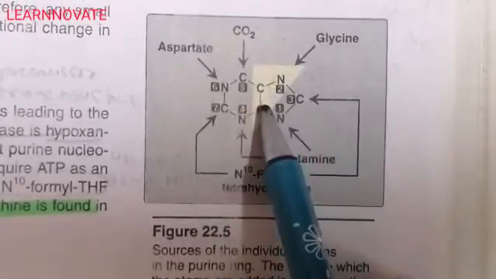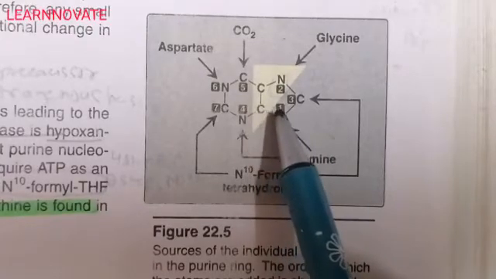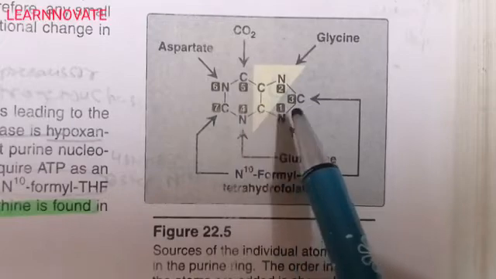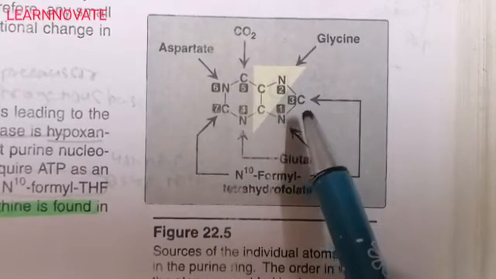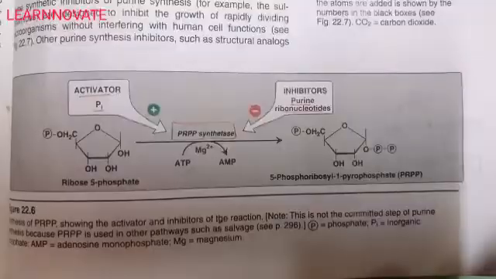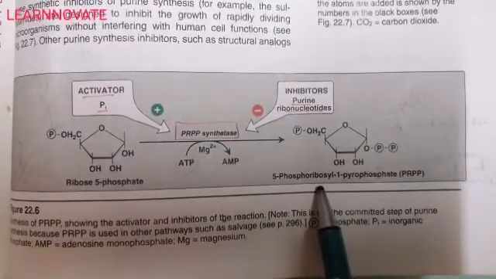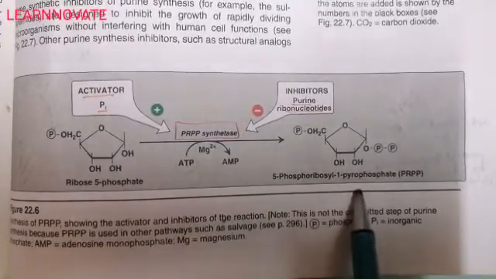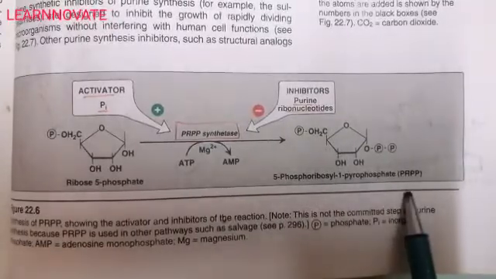So this purine ring is going to be synthesized into different compounds, that is inosine monophosphate and adenine monophosphate, which are required for the major functions of the body. The first step of purine synthesis is the conversion of ribose 5-phosphate into 5-phosphoribosyl 1-pyrophosphate, also called PRPP. This product is the initiator of the whole cycle of the purine ring.